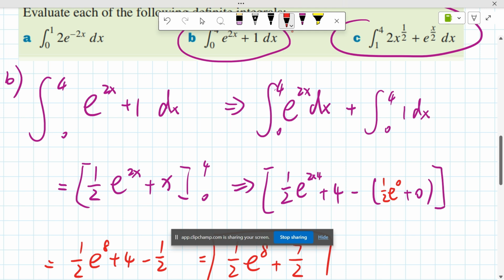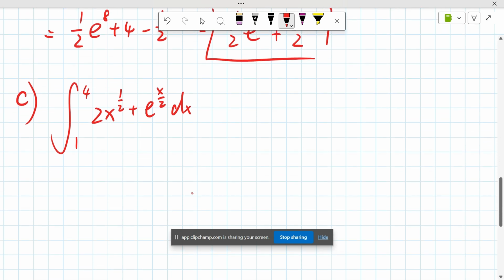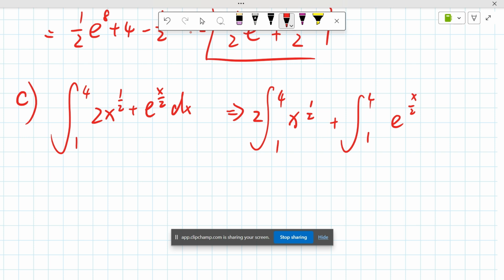Question C is the integral of 2 times x to the half plus e to the half x dx, from 1 to 4. First things first, as always, we write down our integral, and then we can do the anti-differentiation. We can leave the 2 outside: x to the half, plus, from 1 to 4, e to the half x dx.